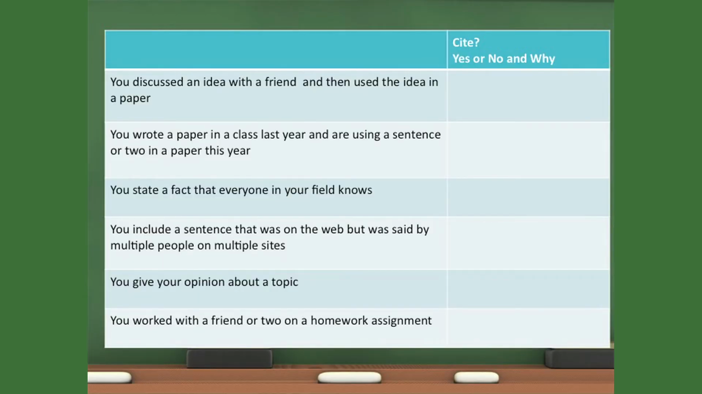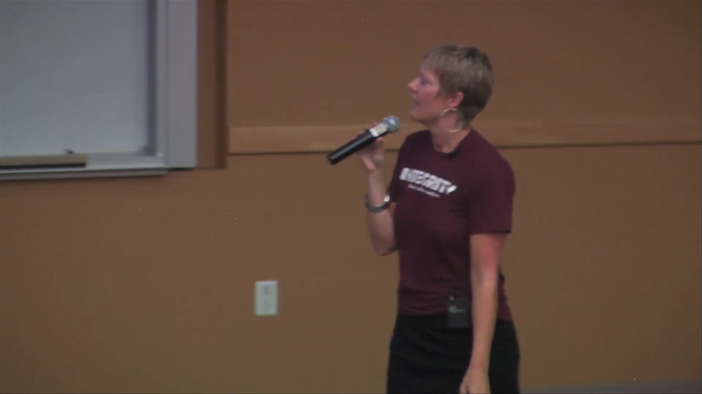You worked with a friend or two on a homework assignment. 5, 4, 3, 2, 1. Do you have to cite them? Yeah, kind of. It depends on what the professor said. If the professor said you could work with them, you don't have to.